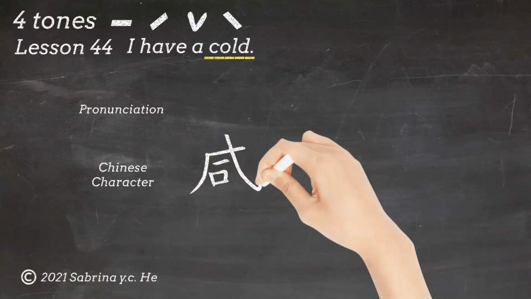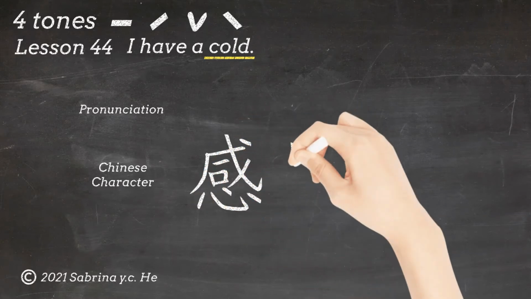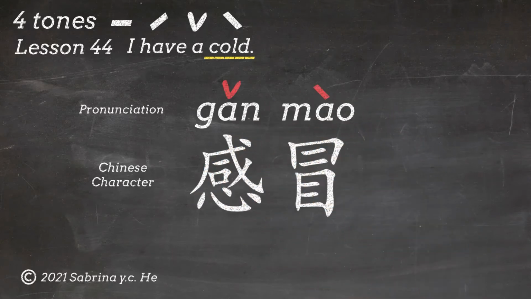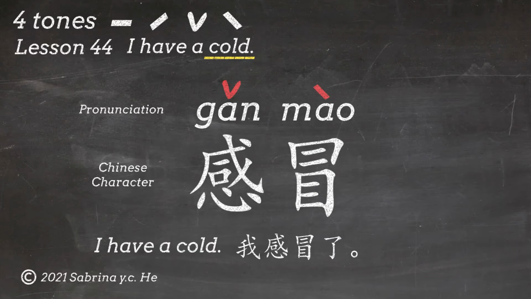Let's learn how to express I have a cold, starting with the word cold. 感冒. Please repeat after me. 感冒感冒感冒. Let's say them faster. 感冒感冒感冒. Therefore, I have a cold is 我感冒了.